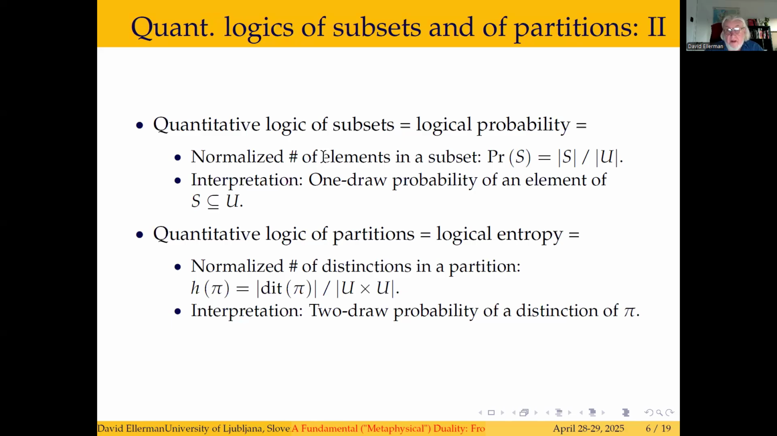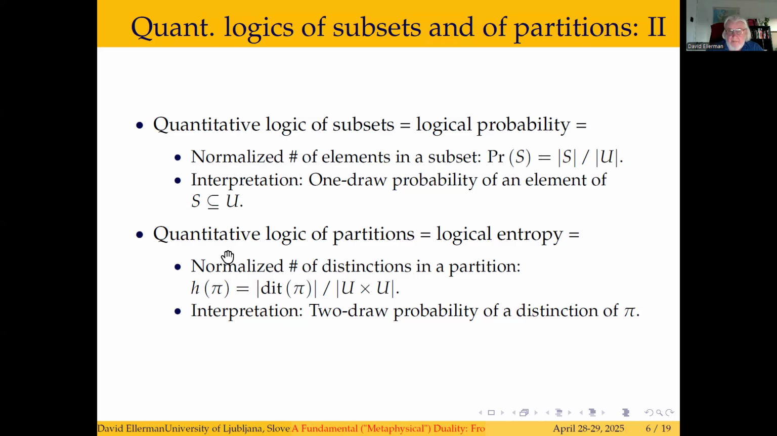So now we know the elements are dual to distinctions, so you make exactly the same moves for the logic of partitions to get its quantitative version, and that's called the logical entropy of a partition. It's just the normalized number of distinctions. Since distinctions are ordered pairs, you normalize by the set of all ordered pairs, which is the Cartesian product. And that gives you the notion of logical entropy, h of pi, the logical entropy of a partition. Here you have the logical probability of a subset. Remember, subsets are dual to partitions. And the interpretation here is a two-draw probability of getting a distinction, rather than the one-draw probability of getting an element of S.